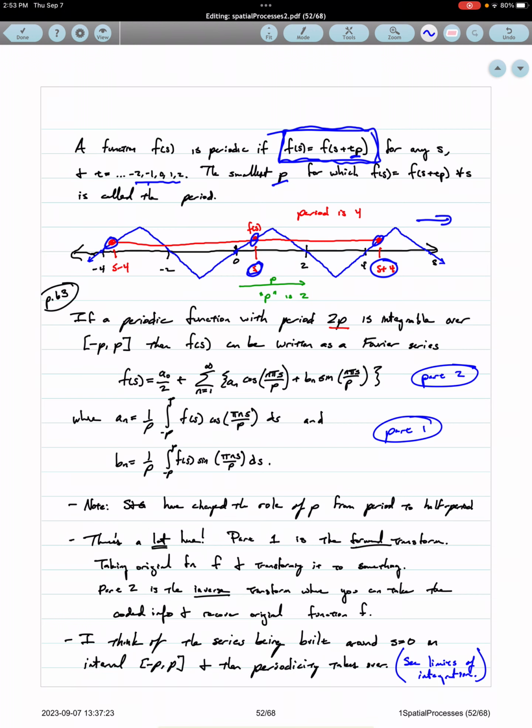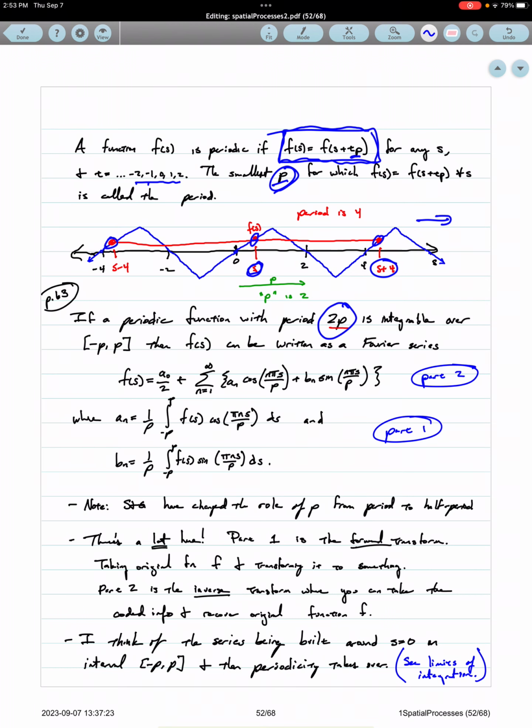So the next thing that Schabenberger and Gotway are going to do is introduce Fourier analysis, and they're actually going to change notation a little bit. Up here, we were saying that P was the period, but P now is going to denote the half period, and that's really just for convenience.